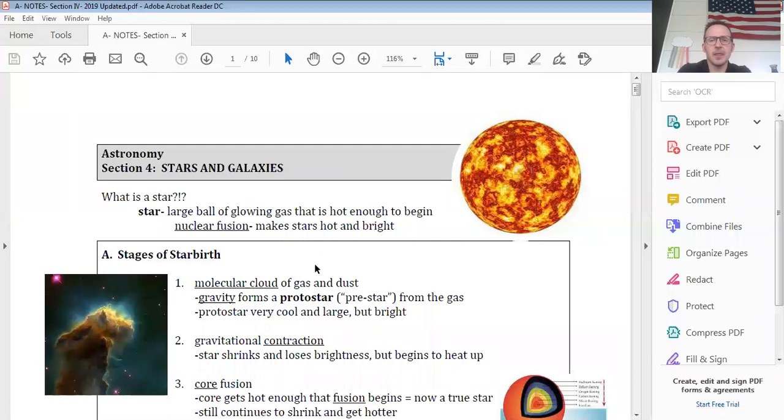Okay, so let's go ahead and get started. I'm going to share my screen with you here. So we just got done with the section on our solar system. And so now this is going to be Stars and Galaxies. Okay, should be good to go here.